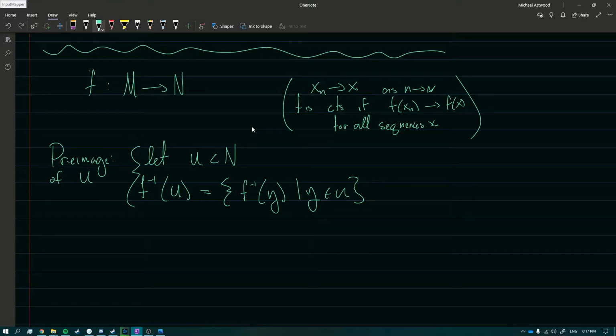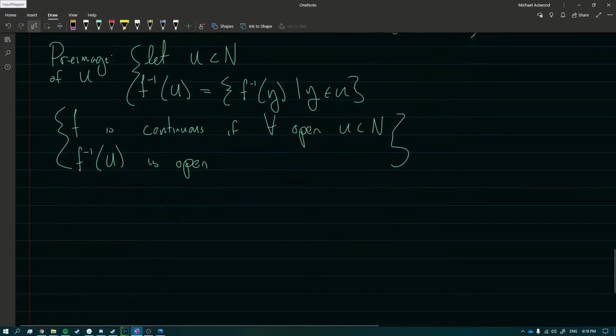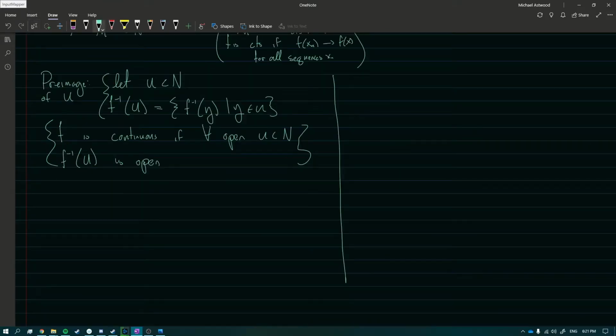So a function f is continuous if for all open U in N, f inverse of U is open. So this defines continuity on a topological space. And let me show you why this defines continuity. Okay, so let's start with the definition of continuity on Rn, and I'll show that that's equivalent to this definition, so Rn.